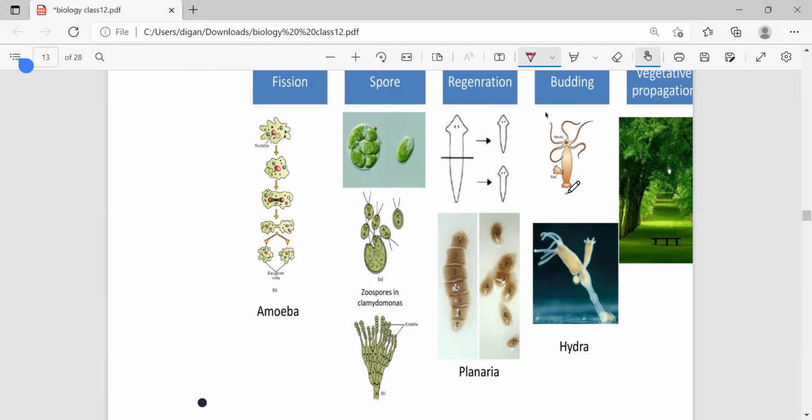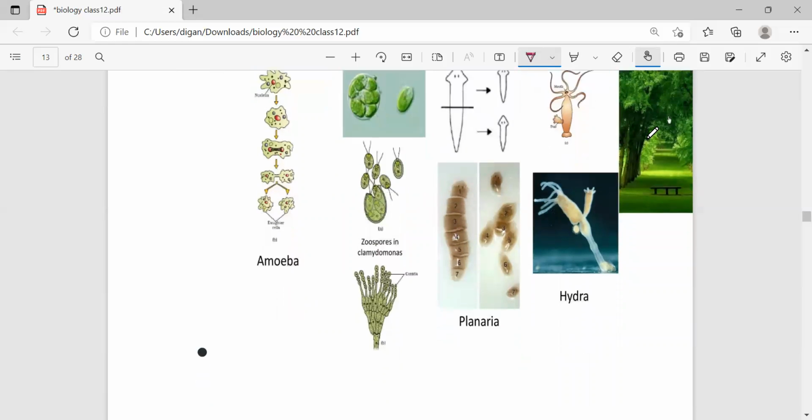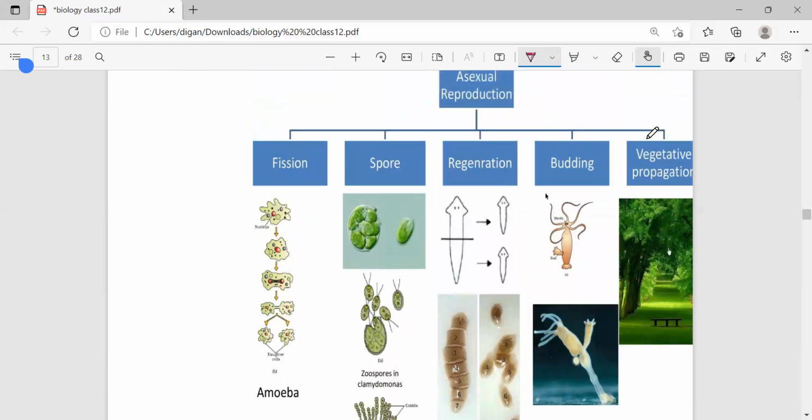Next is budding. Example is hydra or yeast, meaning a bud-like structure arises from the parent body, and then these buds are separated and they can grow as a new individual. Last is vegetative propagation, which is found mainly in the case of plants. So these are the different types of asexual reproduction.